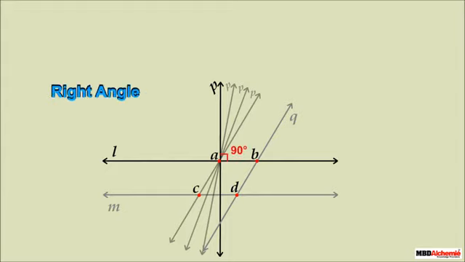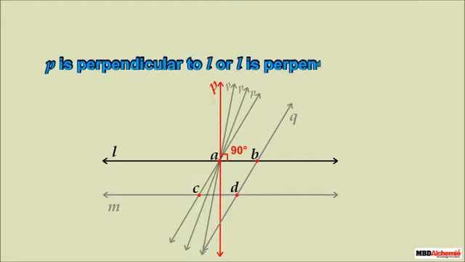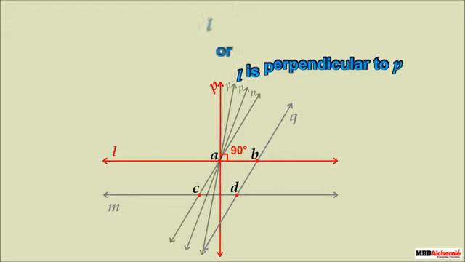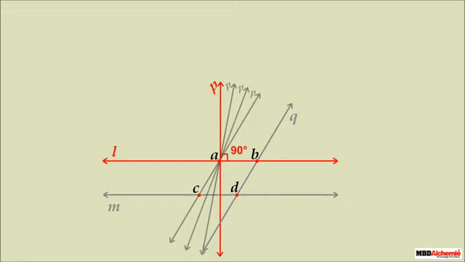Are these still intersecting each other? They are still intersecting each other. So as they intersect each other and make an angle of 90 degrees, then we say that line P is perpendicular to L or L is perpendicular to P. So it can be concluded that if two lines intersect each other at a right angle, then the lines are perpendicular to each other.